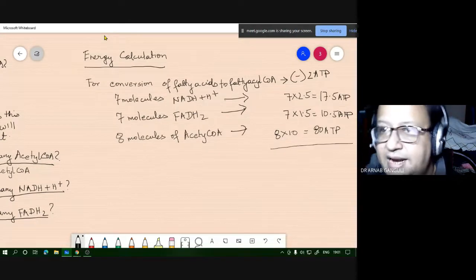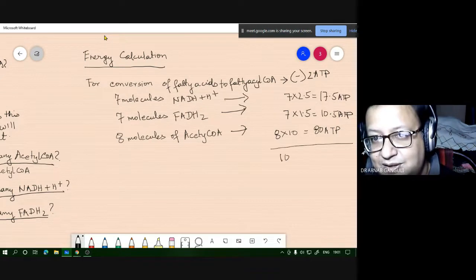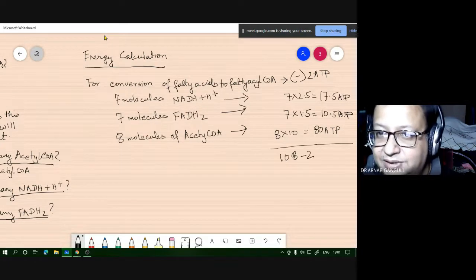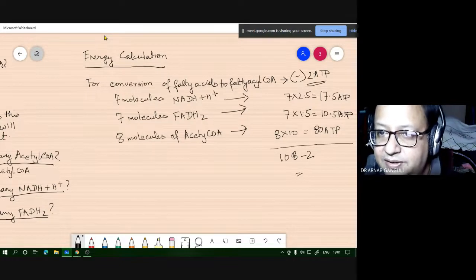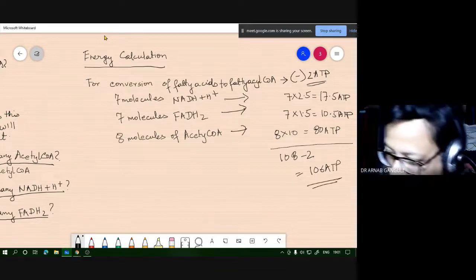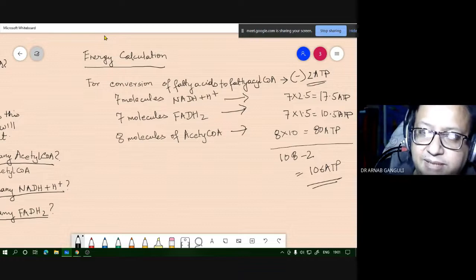So if you add the total, 108 minus 2 ATP, which is being used here, 106 ATP. 106 ATP formed.